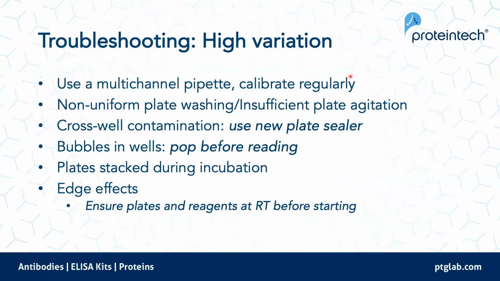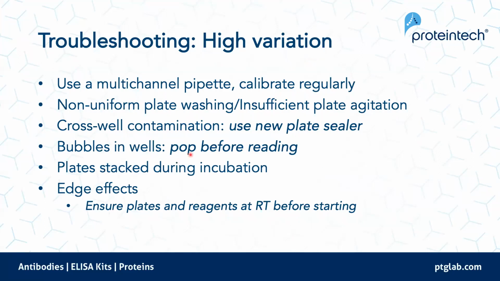The next one is high variation. And again, I think this is probably most common alongside high background. This is typically due to poor pipetting or poor pipette calibration itself. So try using a multi-channel pipette. Try using an automated plate washer, or change the way that you wash your plate, ensuring that you've got sufficient plate agitation, or you're leaving that 30-second rest that I recommended once you add your buffer before you then wash it off. It could be due to cross-well contamination or also bubbles in wells.